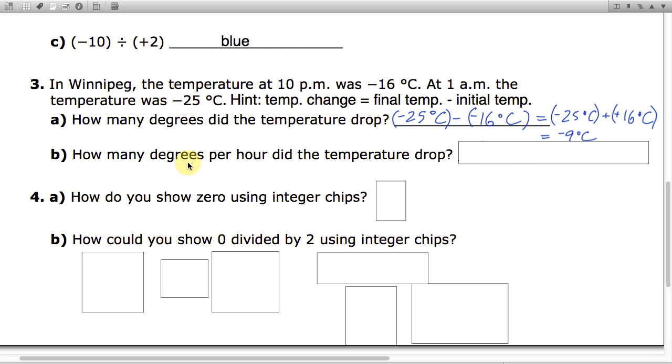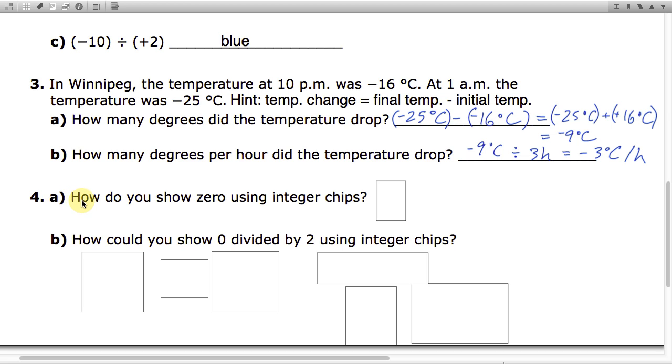So now we'd like to know how many degrees per hour the temperature dropped. And so in order to do that, we take the -9 degrees Celsius and we divide it by 3. Going from 10 p.m. to 1 a.m. is a 3-hour period of time. And so that's -3 degrees Celsius per hour. By the way, I never really mentioned why it's a negative here. The fact that it's a negative just corresponds to the fact that it's a temperature drop.